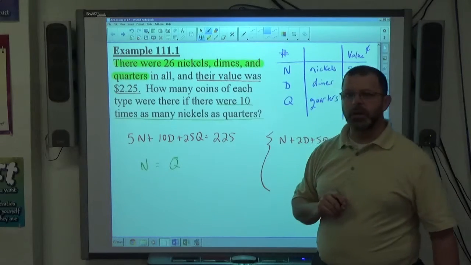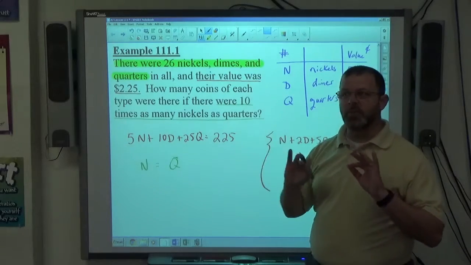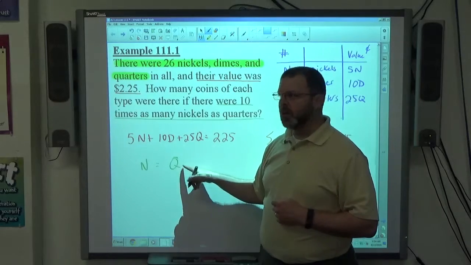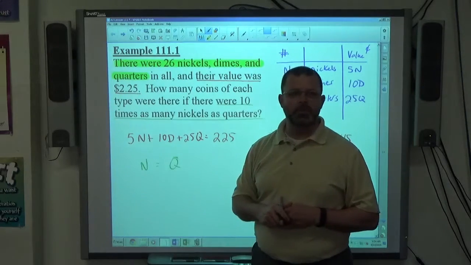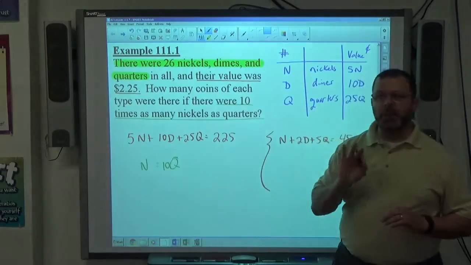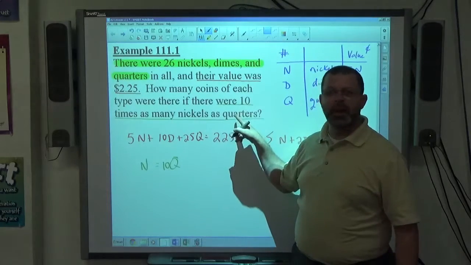All right, what's bigger? N. All right? We need to multiply one of these numbers by 10. I can either take the big number times 10 to make the small number, or the small number times 10 to make the big number. Which one makes more sense? Small. Okay. When you see times as many, be very careful because 10 times nickels equals quarters is what I get a lot of times.